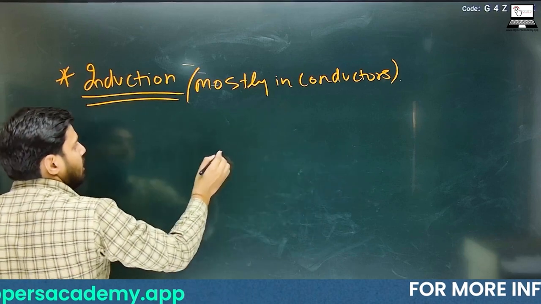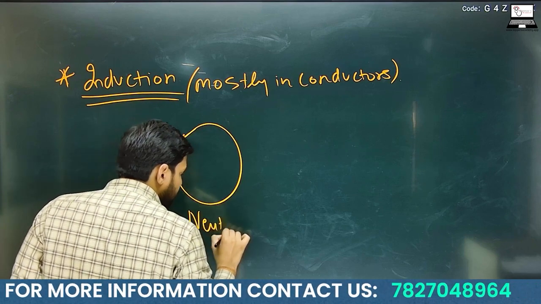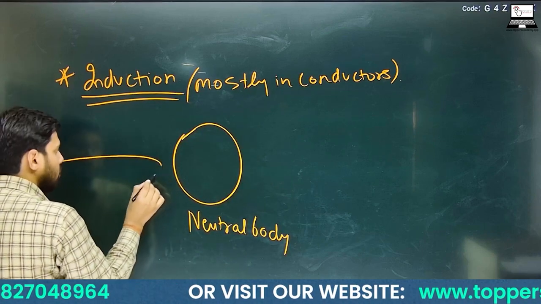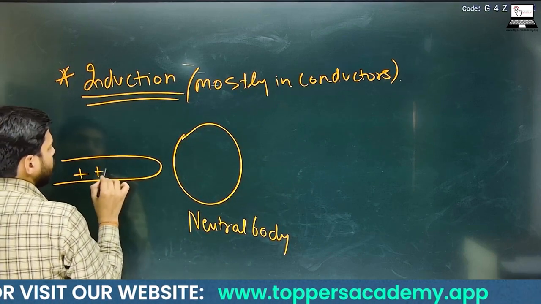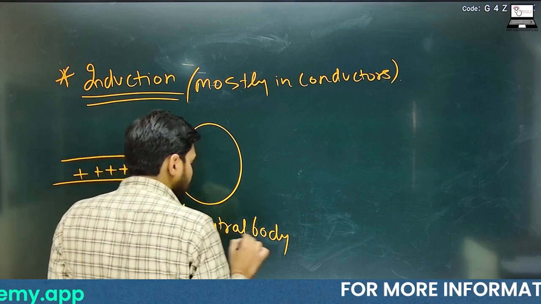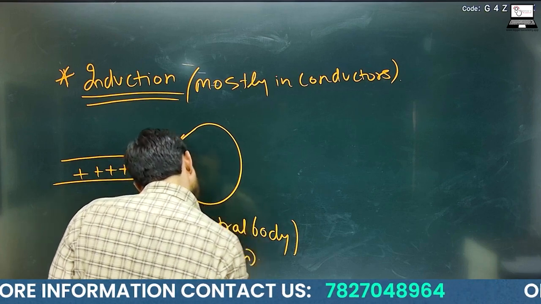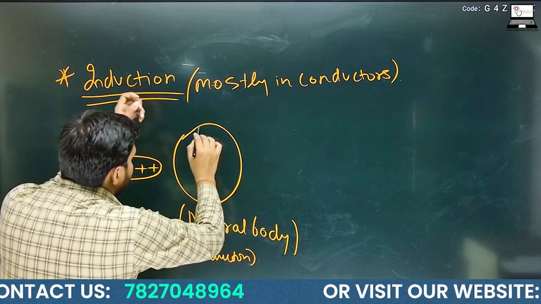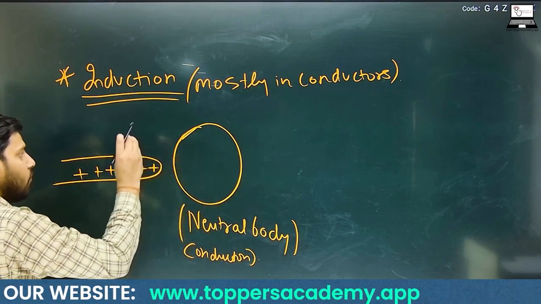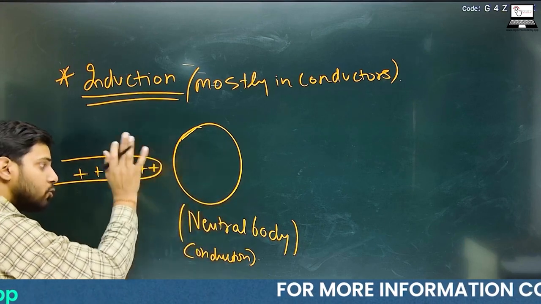Now look, let us suppose we are having a sphere. It is a neutral body. If we take a rod which is positively charged, what will happen here? It is a neutral body but a conductor also. It is neutral. It has not been connected by any wire to any body and is not in contact with any other thing. It is isolated, not insulated, isolated.